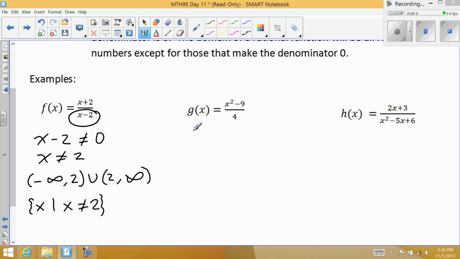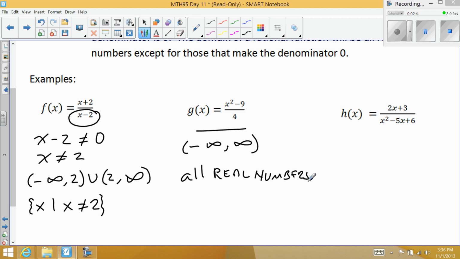This next rational function, the denominator is simply a 4. Can 4 ever be 0? No, it can't. And so for this one, the domain is all real numbers, which we could write as the interval from negative infinity to infinity. Or we could also write it as all real numbers. Another abbreviation that's also used for all real numbers is a capital R with a double bar on the R.